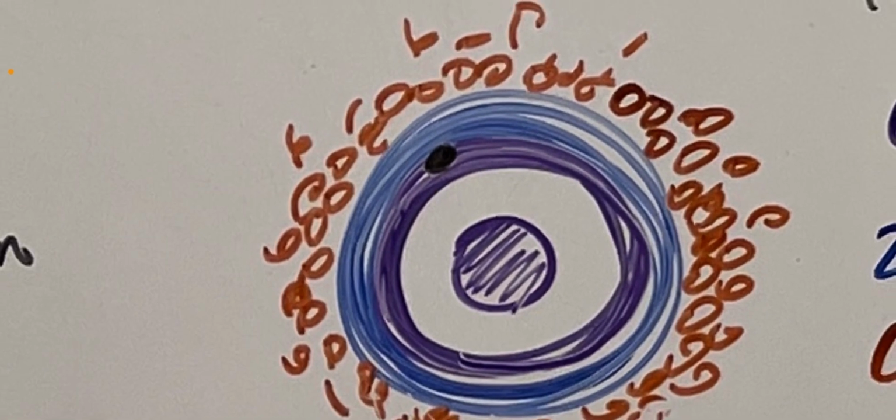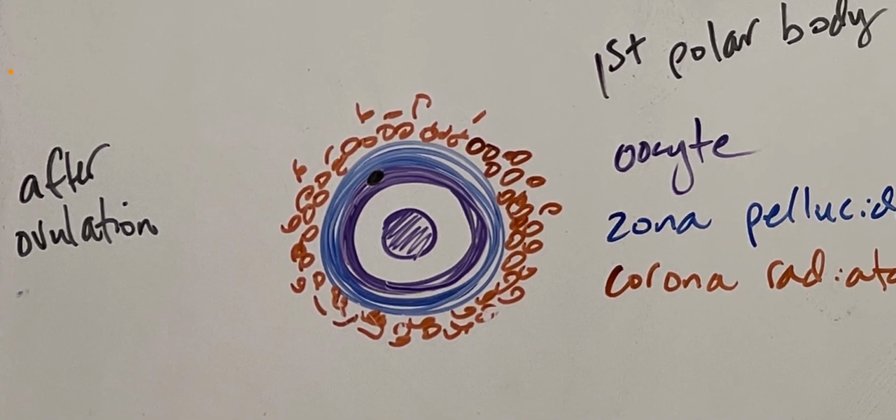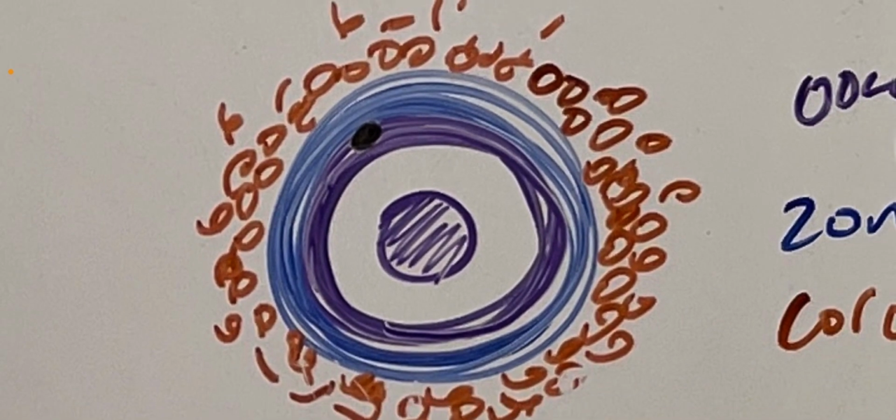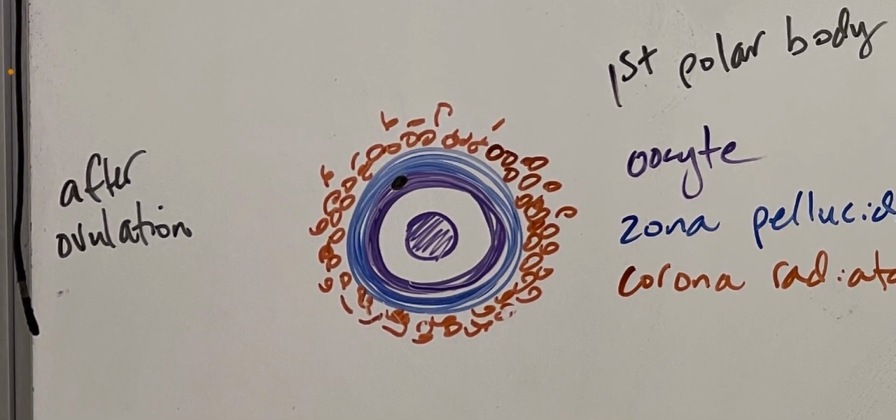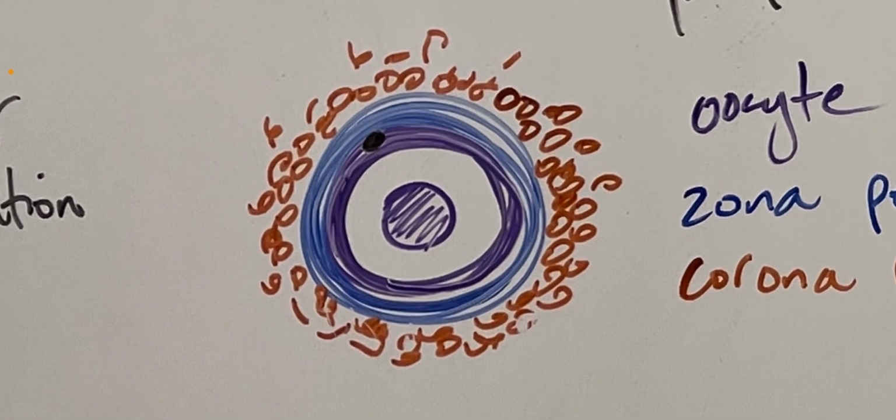You'll notice that we have this first polar body, which is a little black dot. That's one of the discarded cells as the result of meiosis 1, because remember, meiosis 1 doesn't complete until after ovulation, which is right now. Okay, so that's the development, and this is ultimately going to be the oocyte that would potentially get fertilized, including these layers that are around it.